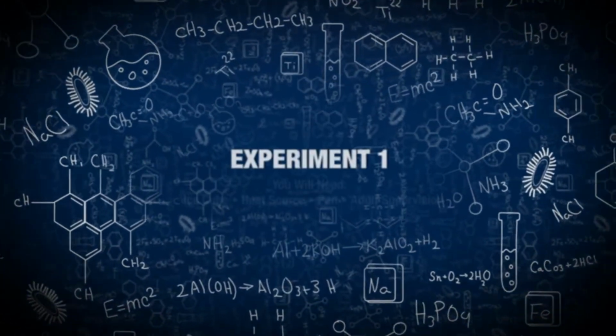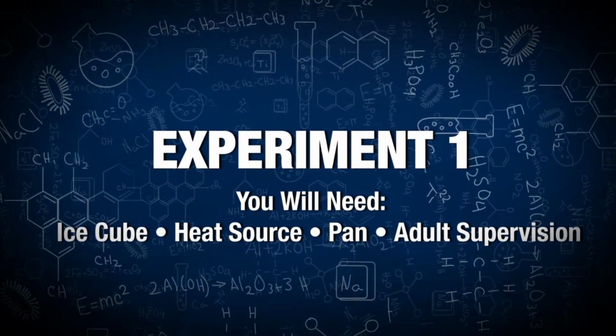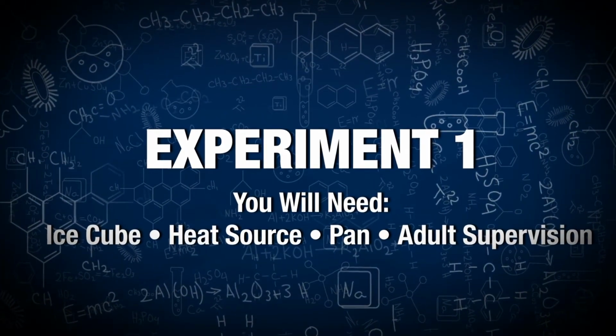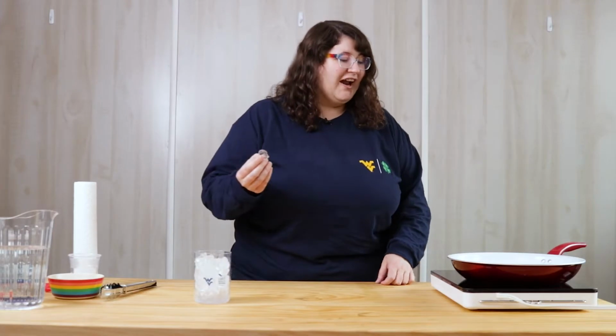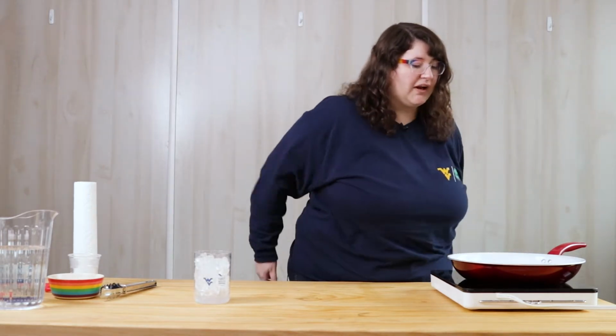So we are going to start today by doing a very simple experiment that you can do at home. All you need is a cube of ice and some kind of pan and a cooktop. All right, so I now have my cooktop, it's heating, I have my cube of ice, and what we're gonna do is we're gonna put it onto the cooktop and we're gonna see what happens.